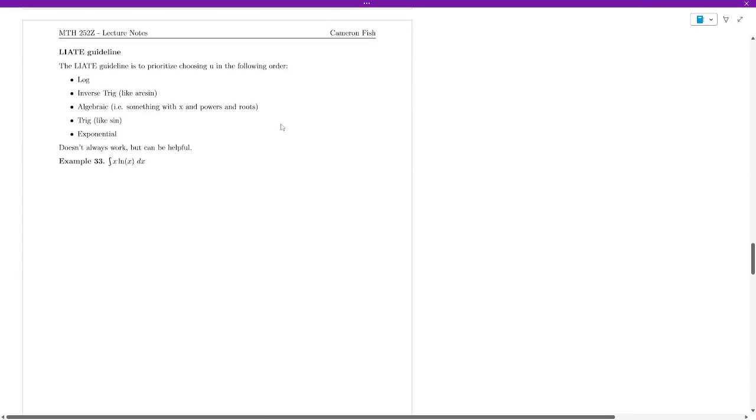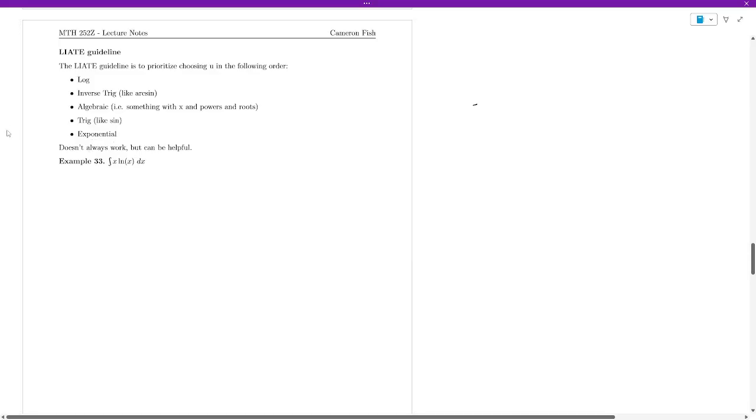Okay, so first of all, this so-called LIATE guideline. So the guideline is, when you're picking your u, try prioritizing in the following order. If you see something with a log or ln, maybe that's a good u. Try that first. If you see inverse trig, like arcsine, that's sort of candidate number 2 to be a u. And so on. Algebraic means something with x's and powers and roots and stuff like that. Trig means like sine and cosine. And exponential means like e to the x, or 2 to the x.